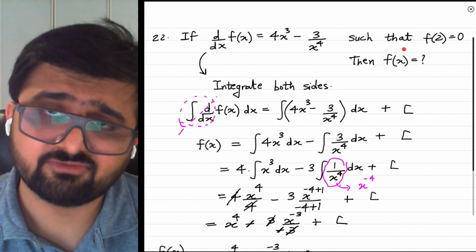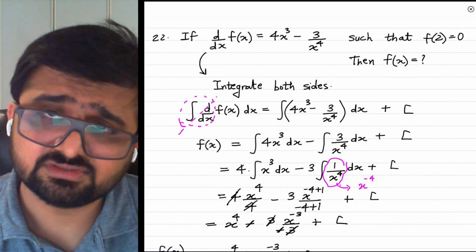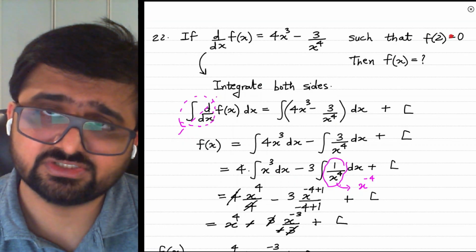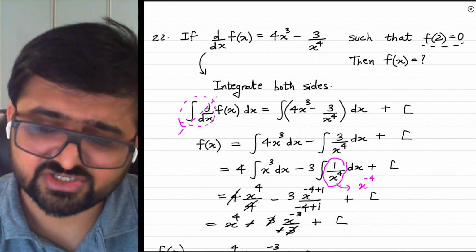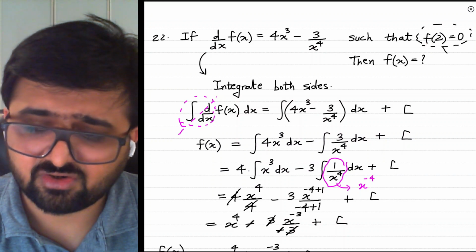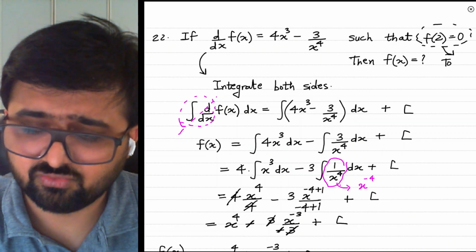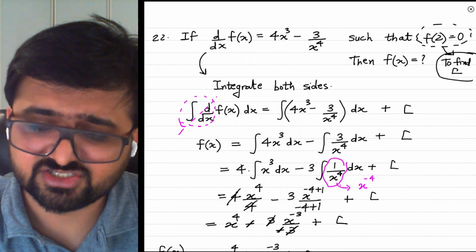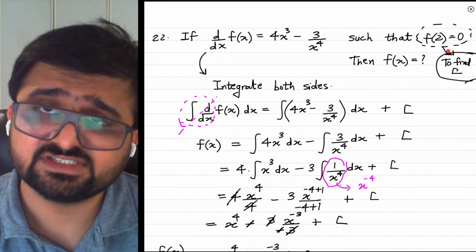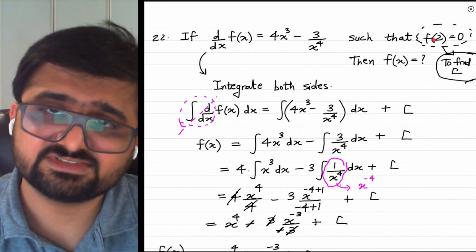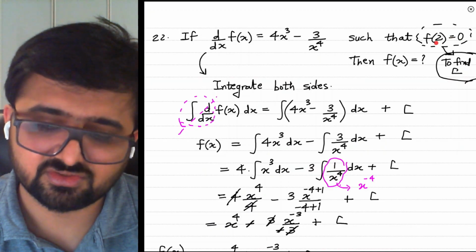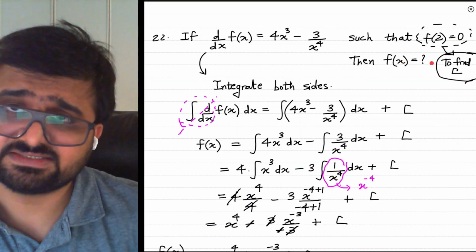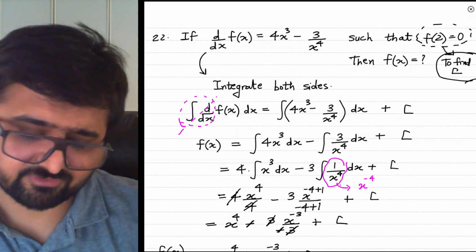They say find f of x, but they also have one given condition. f of 2 is equal to 0. Whenever they give such a condition, they always give this to find your arbitrary constant c. Such a condition is always given. The reason is to find your arbitrary constant c, they give this extra given thing to you, that f of 2 is 0.